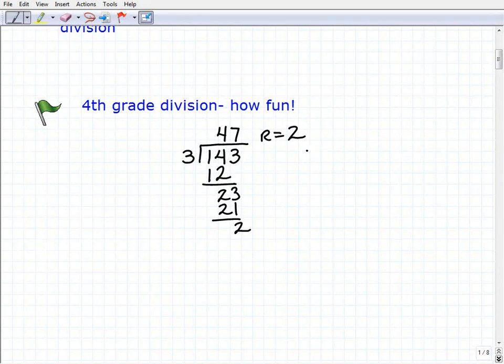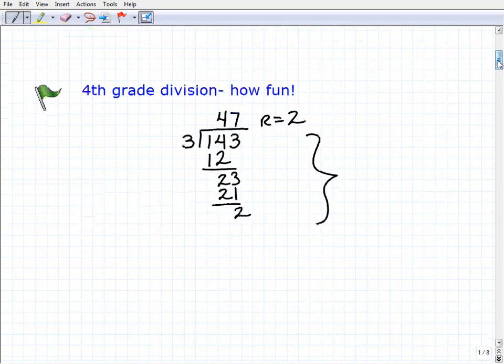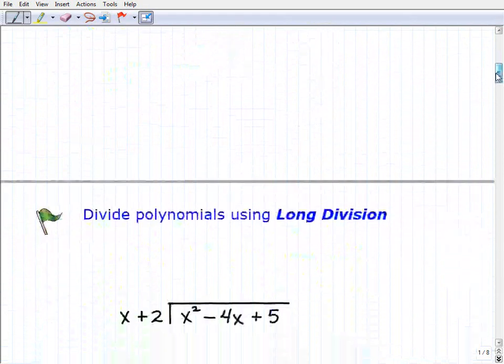The good news is that you already have an understanding of this process. This is called the division algorithm. And the steps that we're taking here to divide are going to be very similar to what we're going to be doing with long division, polynomial long division. Let's take a look at that now.